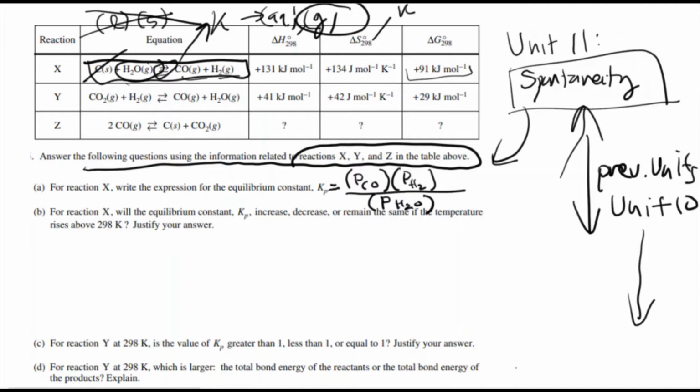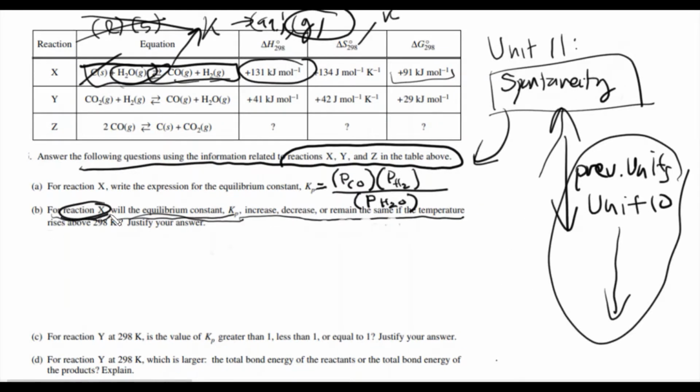So the pressure of water in its gaseous form. So that's our Kp expression, not too bad, and we don't have any exponents because they're all 1, because everything in the reaction has coefficients of 1. So that was a pretty easy problem. Let's move on. B. For reaction X, will the equilibrium constant Kp increase, decrease, or remain the same if the temperature rises above 298 Kelvin?